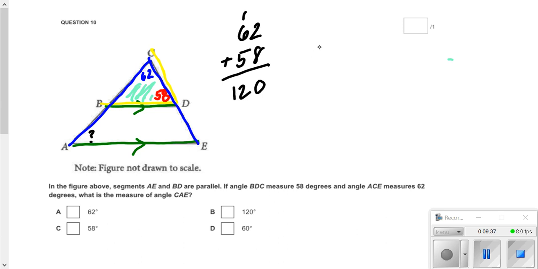And then I want to subtract that total from 180. And that tells me that this angle here has to be 60 because of this little triangle. Those three angles have to add up to 180.